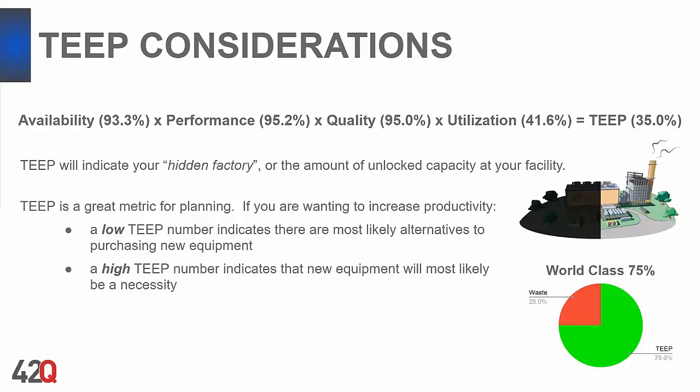And then most likely you're already running 3 shifts a day, 7 days a week if you've got a high TEP number. So a high TEP number indicates that you're probably going to need to add some new equipment if you want to get your productivity numbers up. Because if that TEP number is high, you're getting the most out of the equipment that you currently have. So you might need to add new equipment to get more units out the door. That's one of the advantages of using TEP.